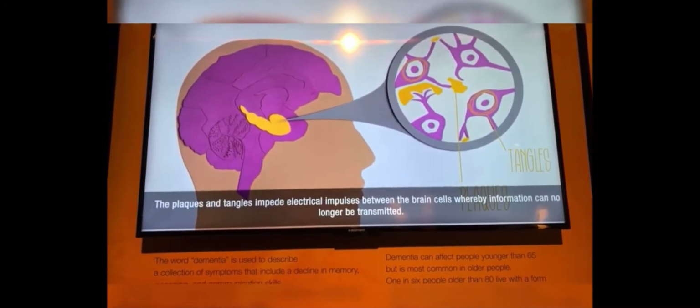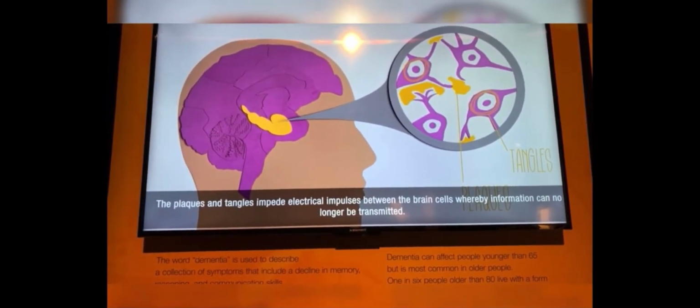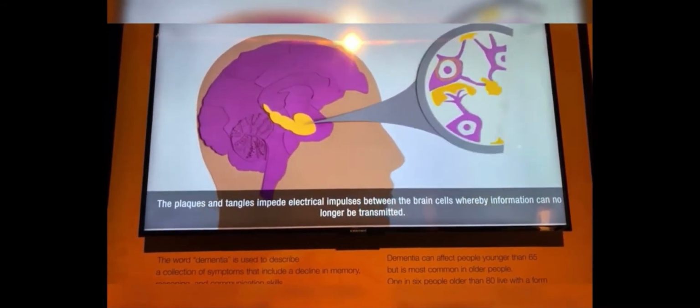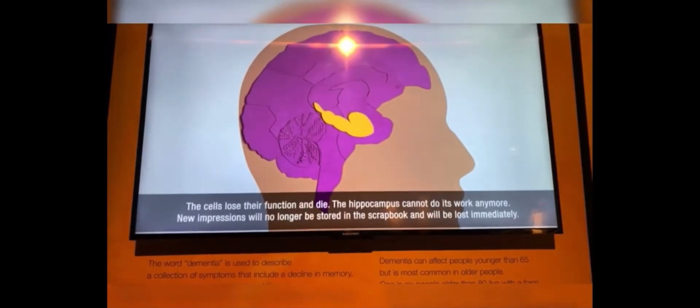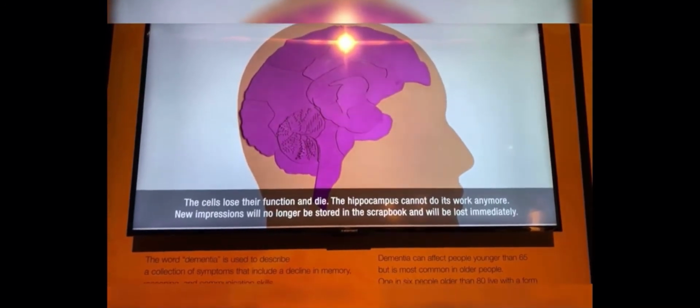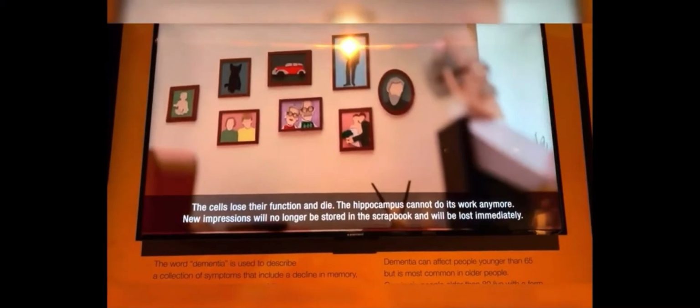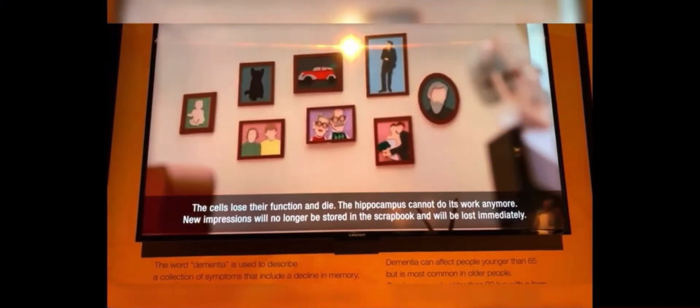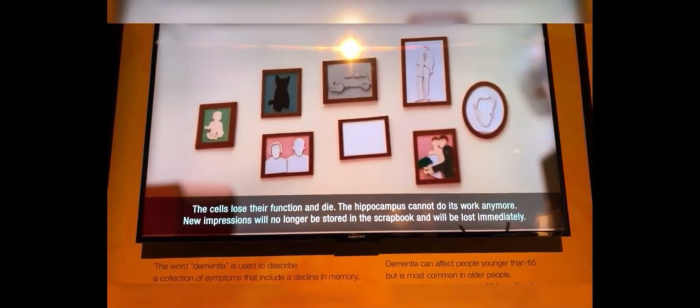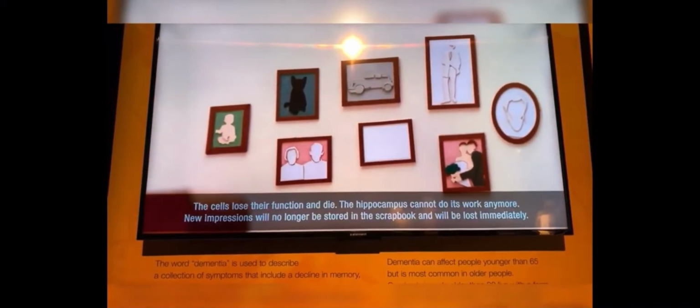The plaques and tangles impede electrical impulses between the brain cells, whereby information can no longer be transmitted. The cells lose their function and die. The hippocampus cannot do its work anymore. New impressions will no longer be stored in the scrapbook and will be lost immediately.